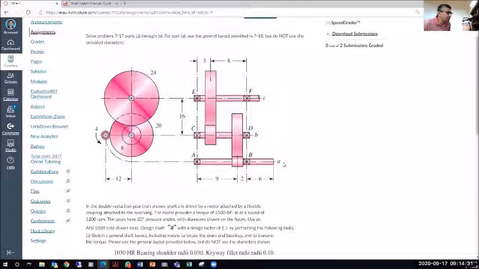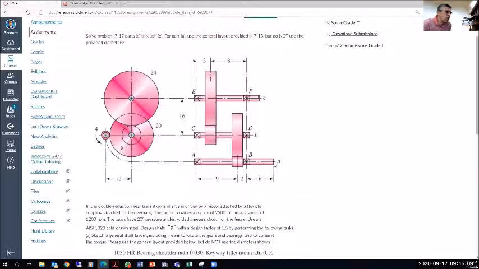So the torque is being, read the problem carefully. In the double reduction gear train shown, shaft A is driven by a motor attached by a flexible coupling attached to the overhang. So it's attached right here at the overhang. So there is this input torque that is used to drive this gear, which is driving the bigger gear attached to the other shaft. But we're primarily looking at shaft A.